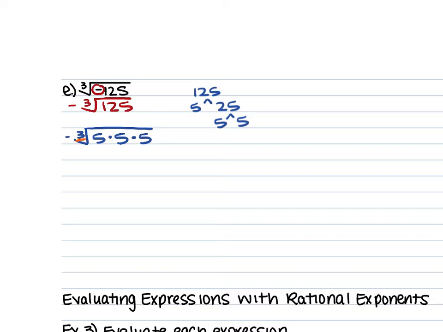My index is 3. I need 3 of the same number underneath that radical in order to eliminate my radical. So I have 1, 2, 3 5's. I'm going to group them up, get rid of that radical, and rewrite it as just the 5 to represent what's inside. I apply that negative, and I have my answer.